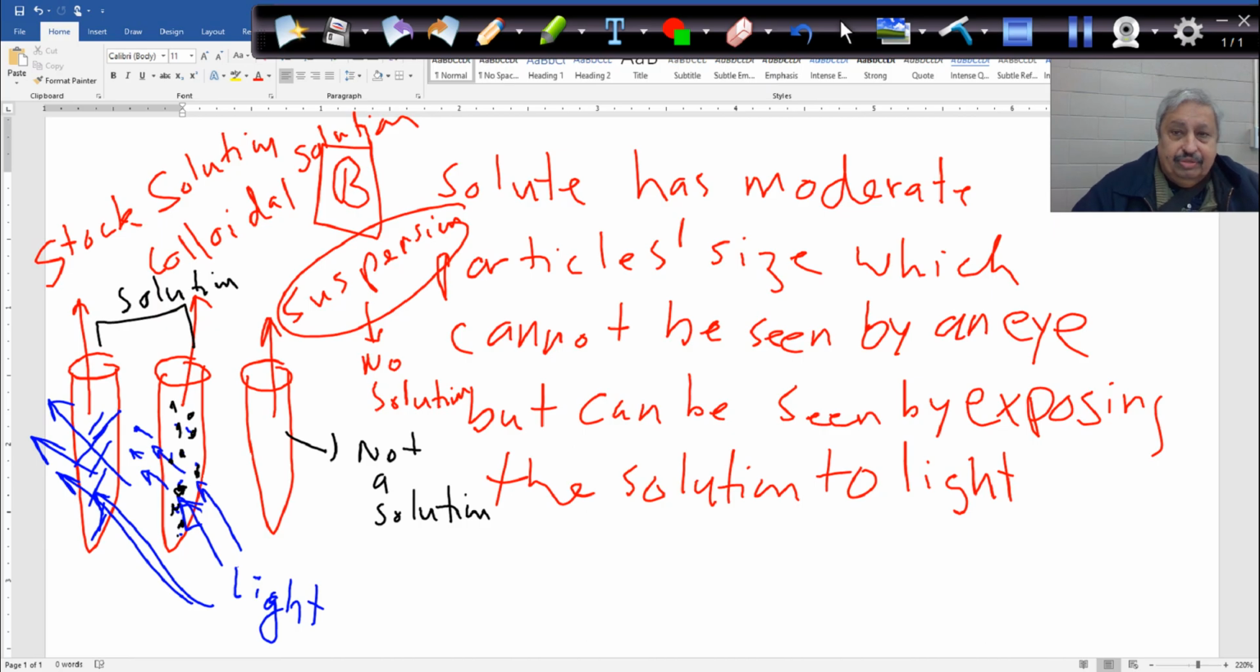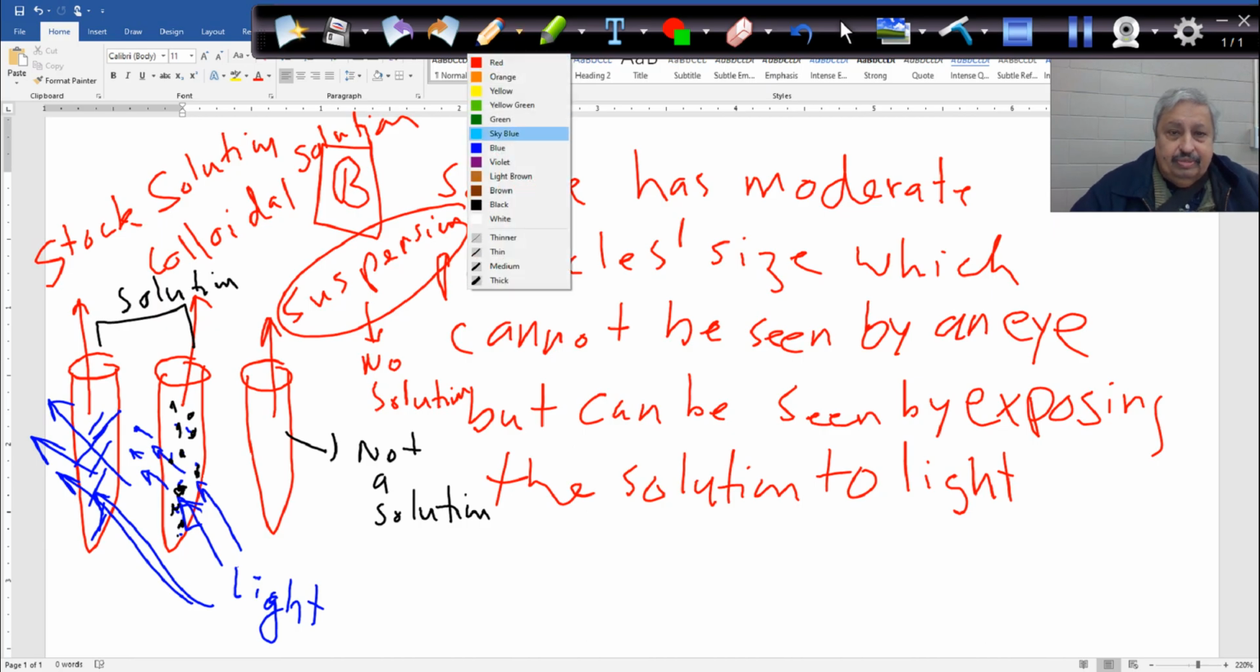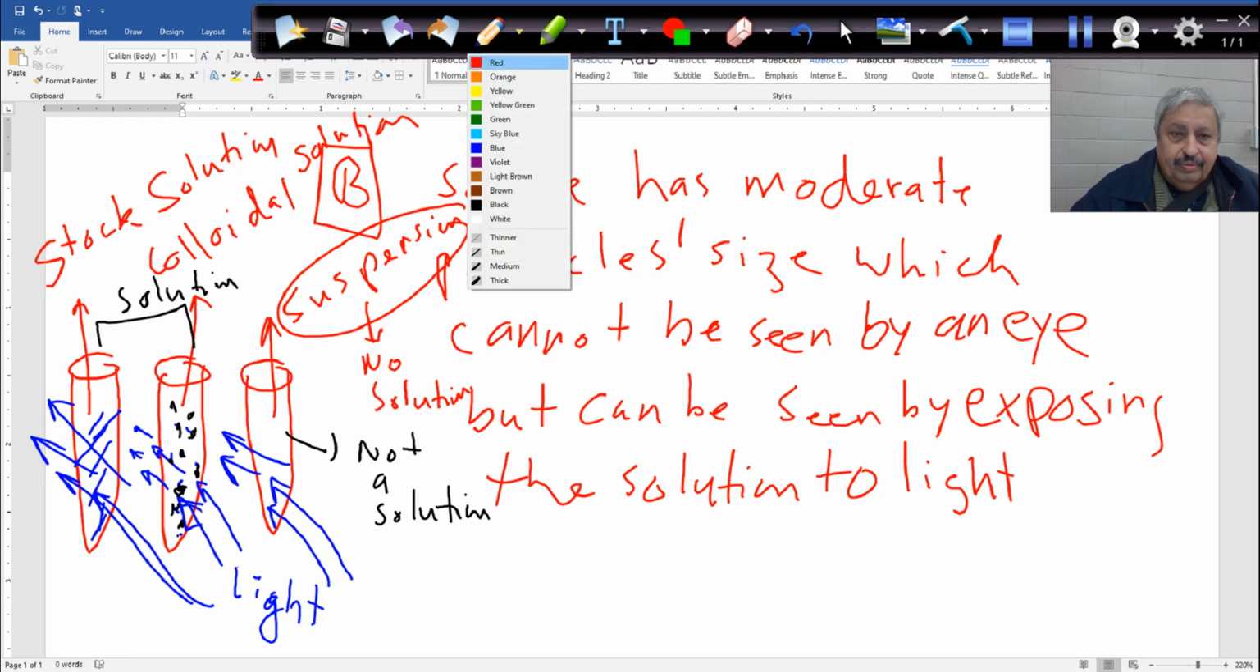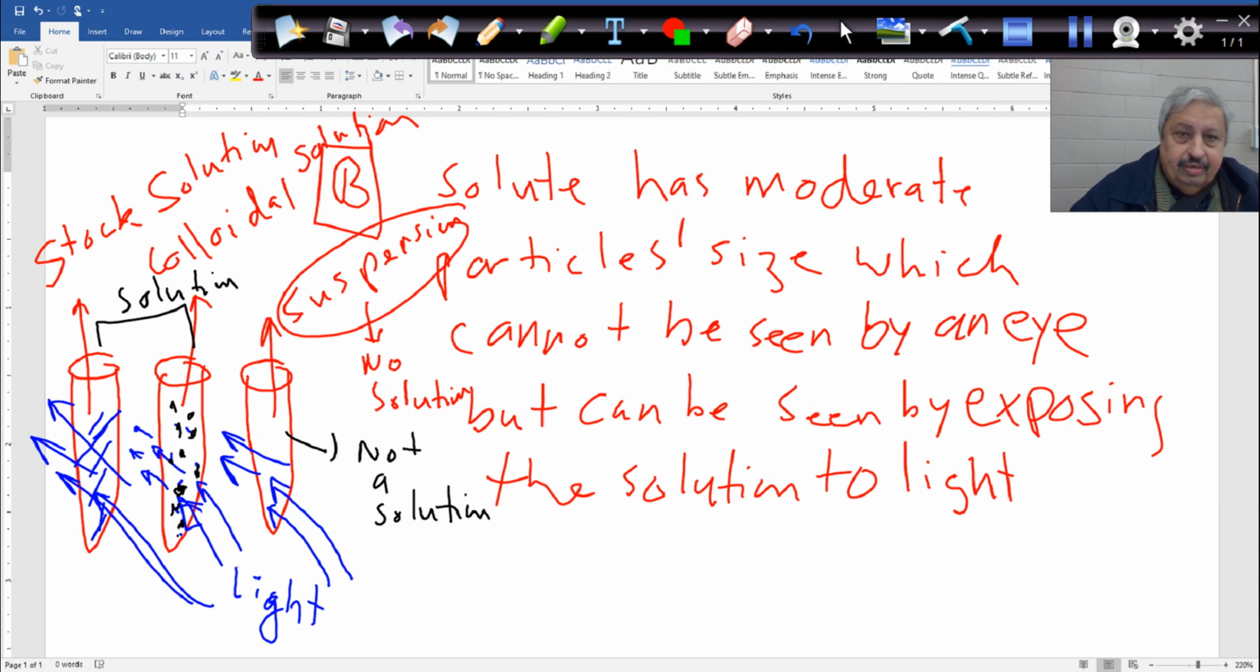So I put the light through here, and the light goes there. And this is sitting on the top. Okay, guys, so I can see the particles. The particles are so large that they can be seen by my eyes.